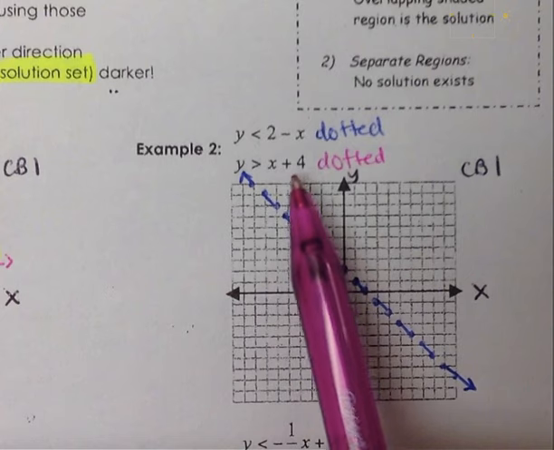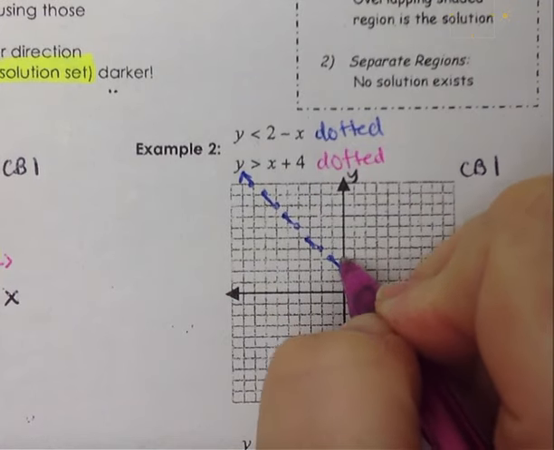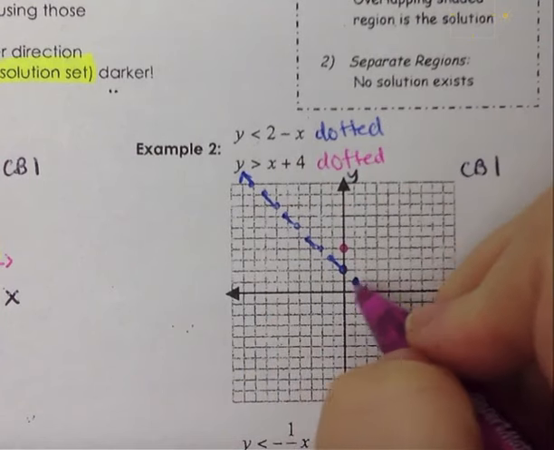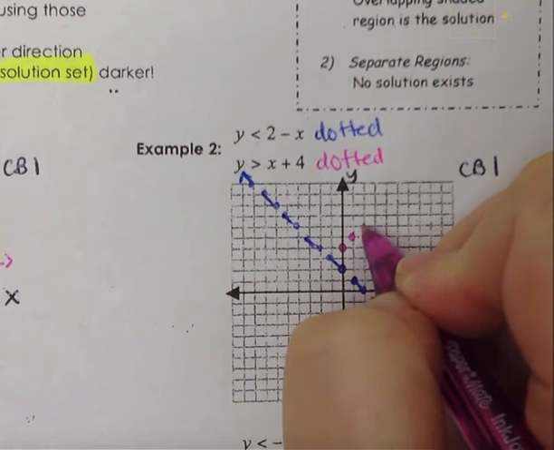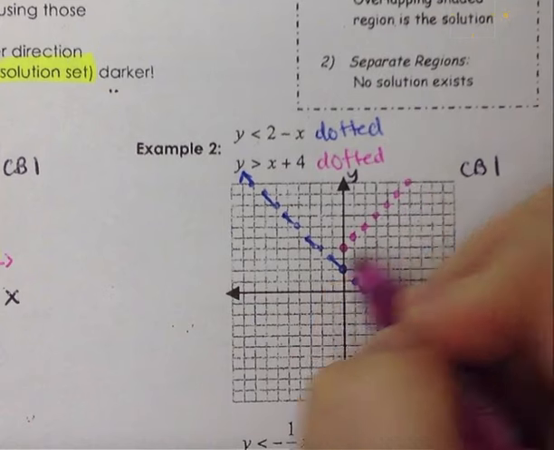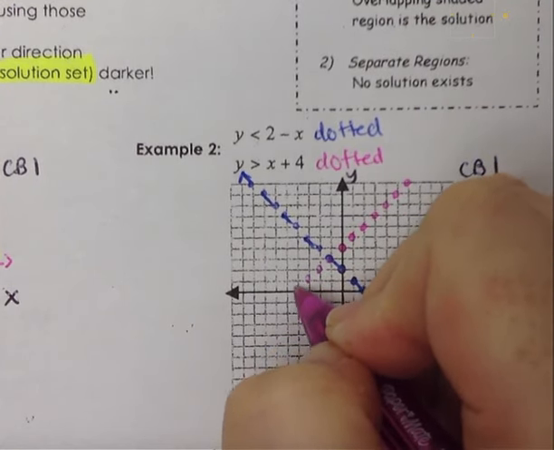So on the pink one, on the second one, my y-intercept is 0, 4. So 1, 2, 3, 4. And then my slope is 1 over 1. So that's a positive 1 over positive 1. So up 1, right 1. So go as far as you can. And go the opposite way, down 1, left 1.